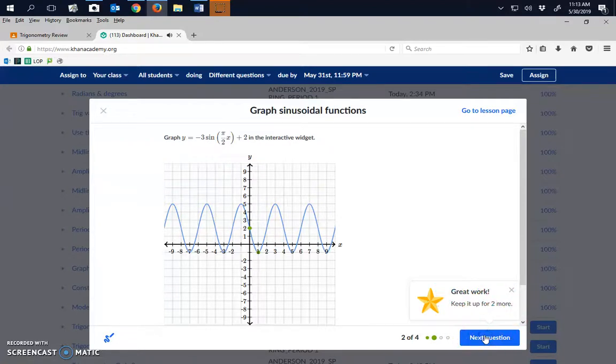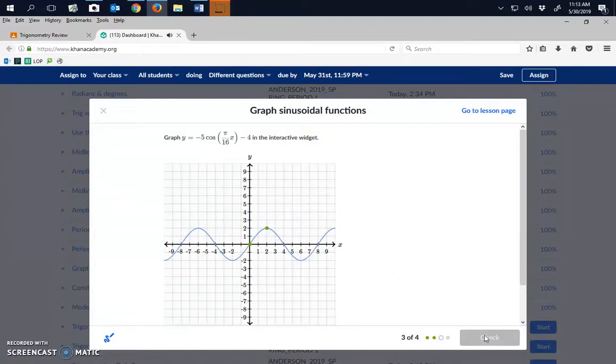Question 3. Should be a cosine question. It is. So right away, I'm going to flip my graph. So now I have a peak on the y-axis. I'm going to move this out randomly. All right, now we're going to start at our midline. Midline's at -4. So this is our midline point.